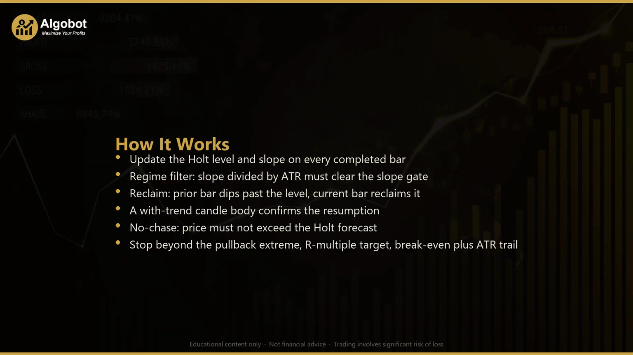The stop-loss sits just beyond the recent pullback extreme, with a small buffer measured in average true range units, and the setup is rejected outright if that stop would be wider than the maximum stop, 2.5 ATR by default. The take profit is a reward-to-risk multiple, defaulting to 2 to 1. Once price advances by 1 unit of risk, the stop jumps to break even and then trails by 2 ATR, working to keep drawdown contained.